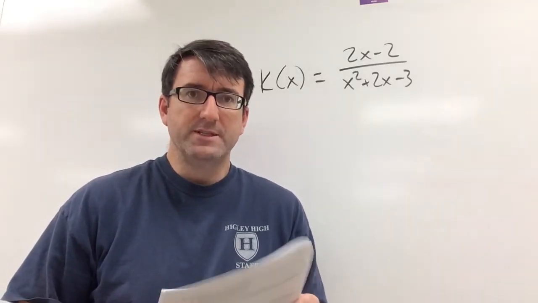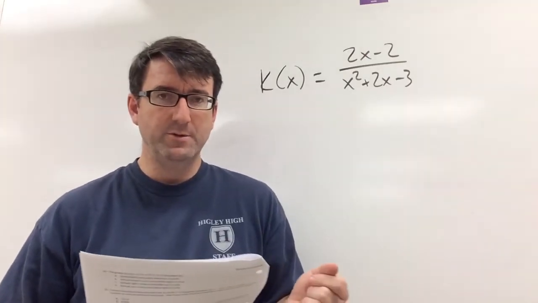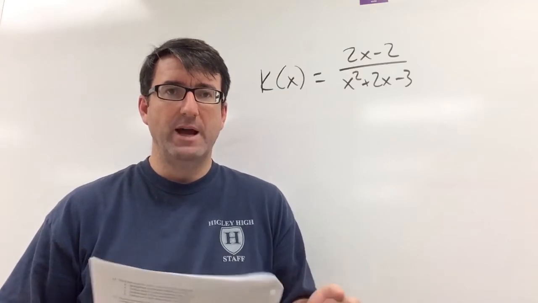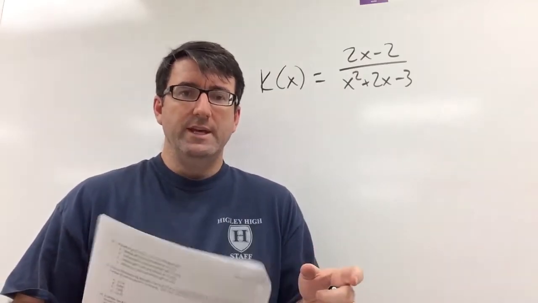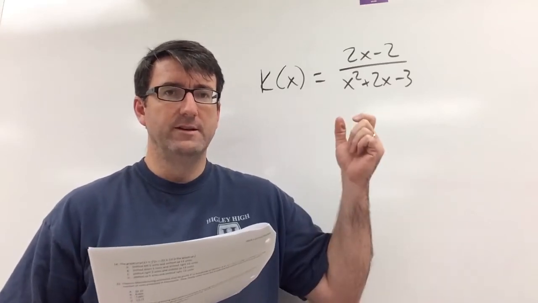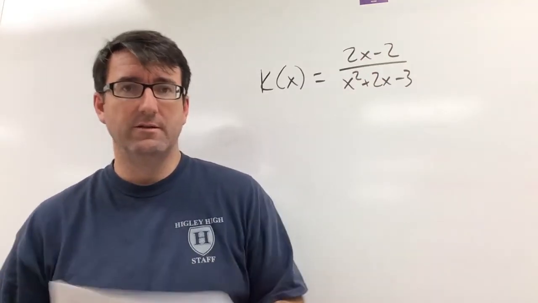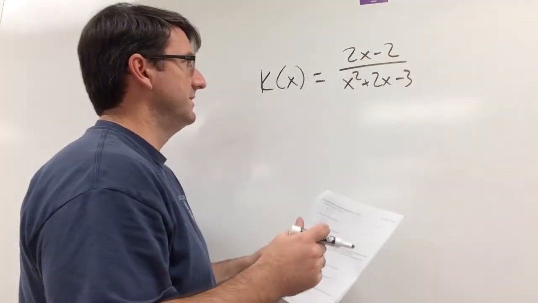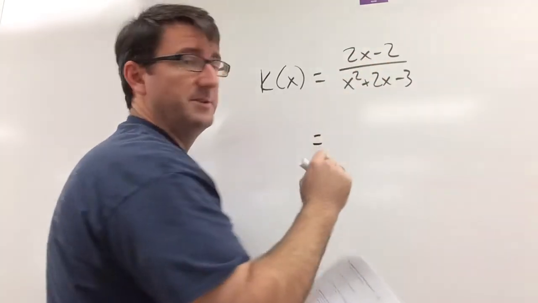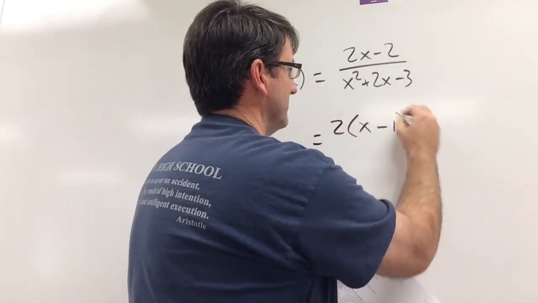All right, problems 19 through 21. We have this equation, k of x equals (2x minus 2) divided by (x squared plus 2x minus 3). With these rational functions, the first thing you want to do is factor the top and the bottom. Just factor as much out of those as you can. For this one, we can factor a 2 out of the top, so we get 2 times (x minus 1).